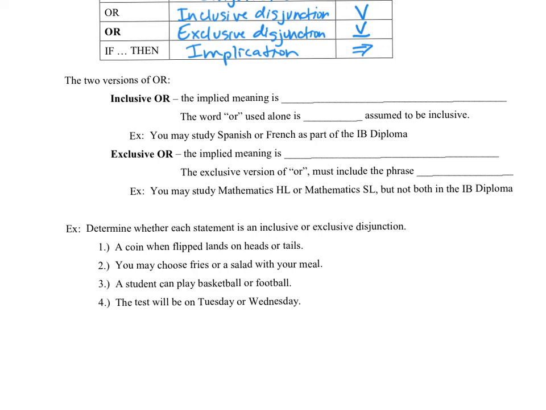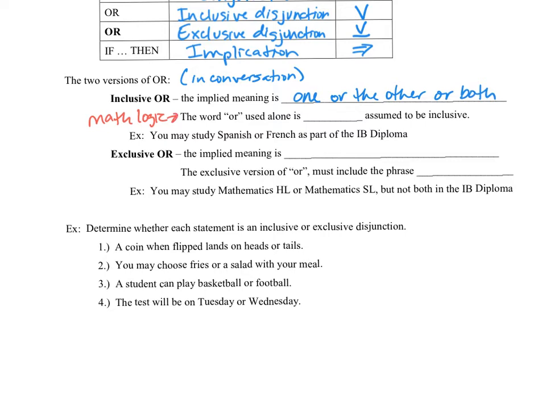Now, what we're talking about for now is just everyday conversation, okay? When you use the inclusive or in everyday conversation, the implied meaning is one or the other, or both. Now, in a few minutes, when we start talking about math logic, we have to be very precise.